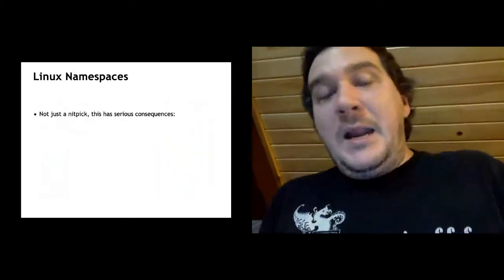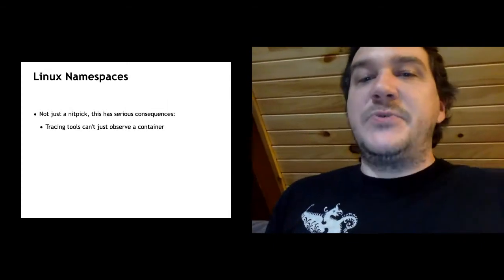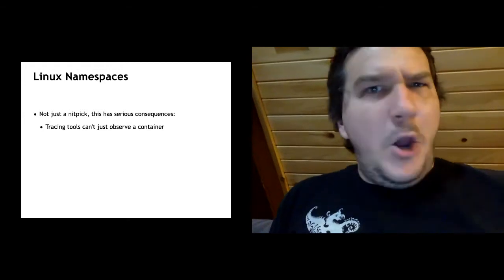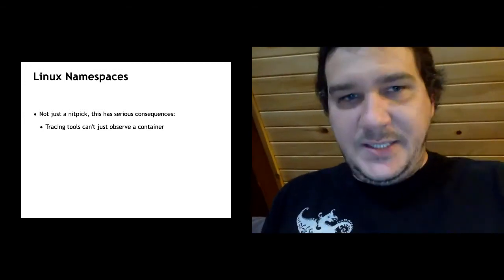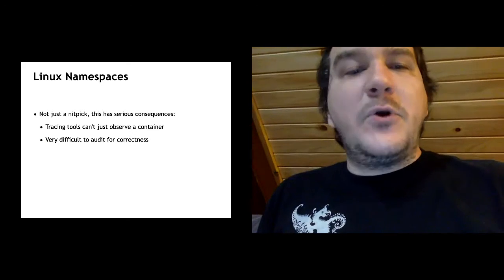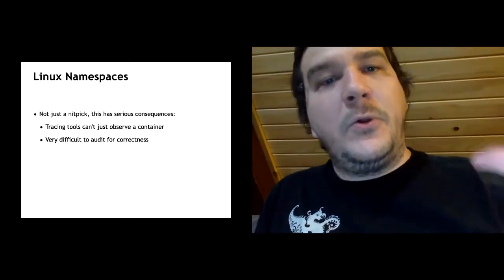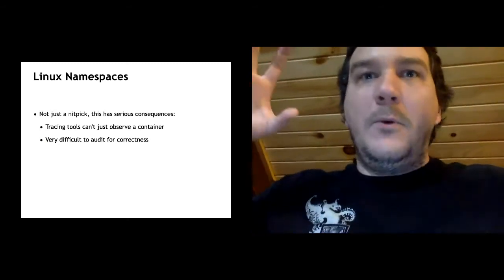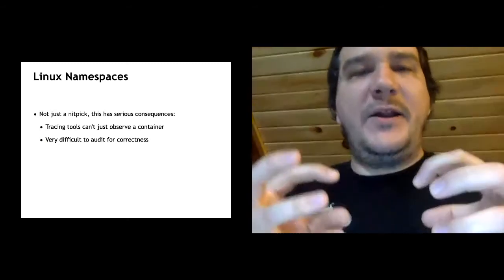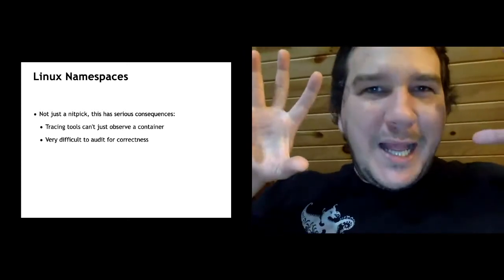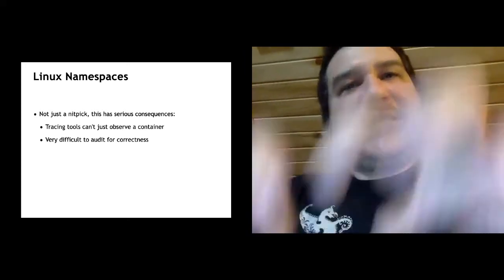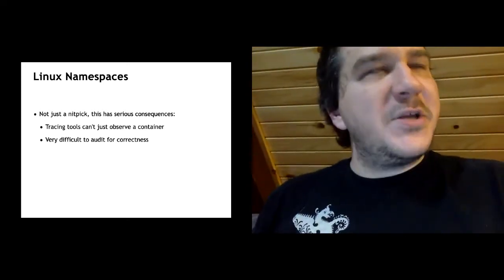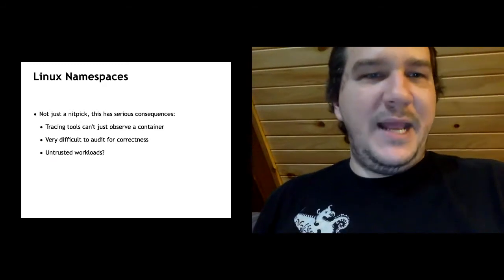So again, and I'm not just trying to nitpick here, this has really serious implications. Tracing tools, bpftrace doesn't know what a container is, because the kernel doesn't know what a container is. It's very difficult because the stuff is all over the place in the kernel. It's happened over many, many years. It's very difficult to say, well, I'm just going to take namespaces and audit that for correctness. You can't really reach into the kernel and grab the namespaces stuff and pull it out and look at it. It's all over the place. So it's very difficult to make sure that there are no subtle bugs in that.